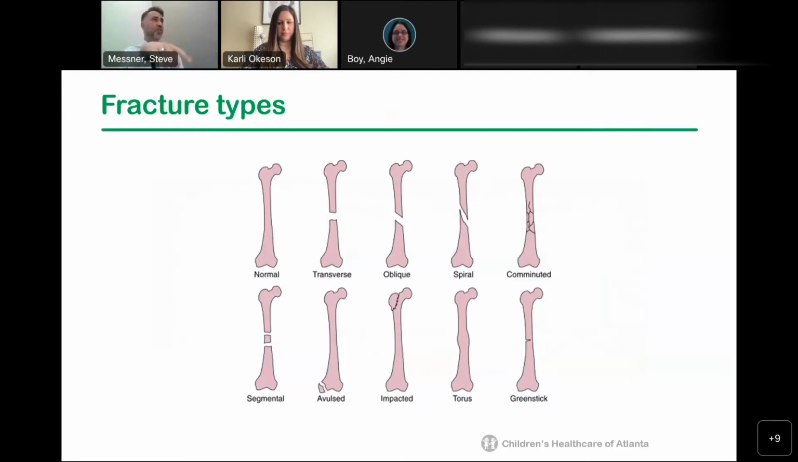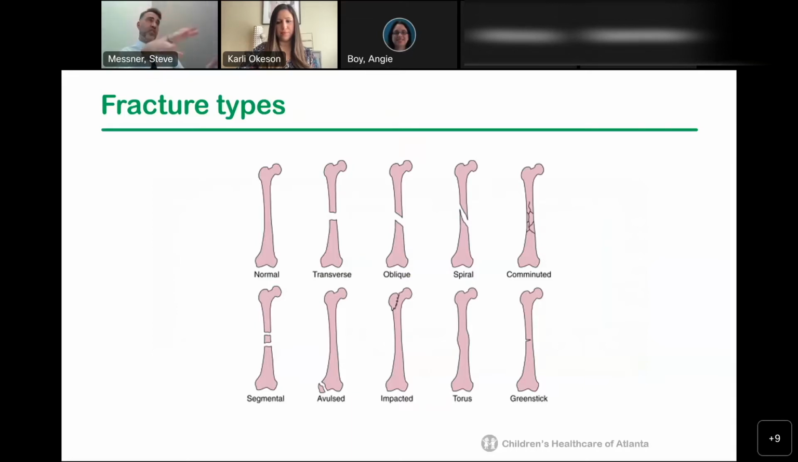And when these forces are applied to a long bone, this is just an example of the femur, which is the thigh bone, where you see at the left top is a normal femur. And if you had a pure bending force, then you would have a transverse fracture if you put enough force on the bone to cause it to fail.